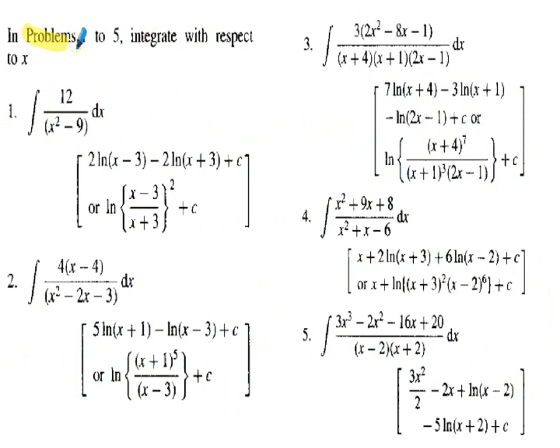Here are some problems, number 1 to 5 here. We're asked to integrate with respect to x. Question 1, don't forget to factorise the denominator. The x squared minus 9 will factorise. The answers are shown in the square brackets below the question.